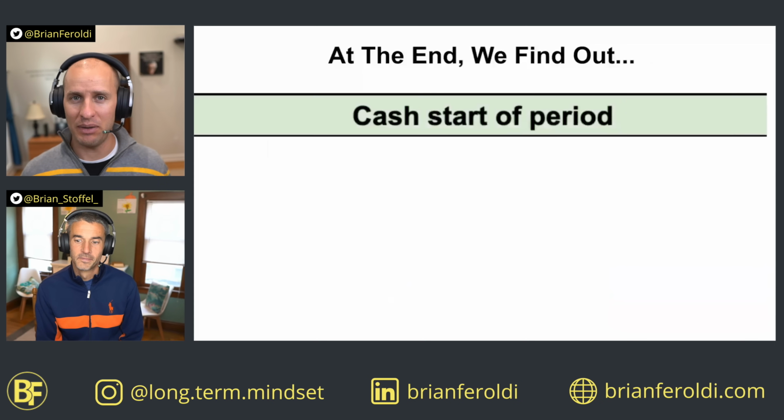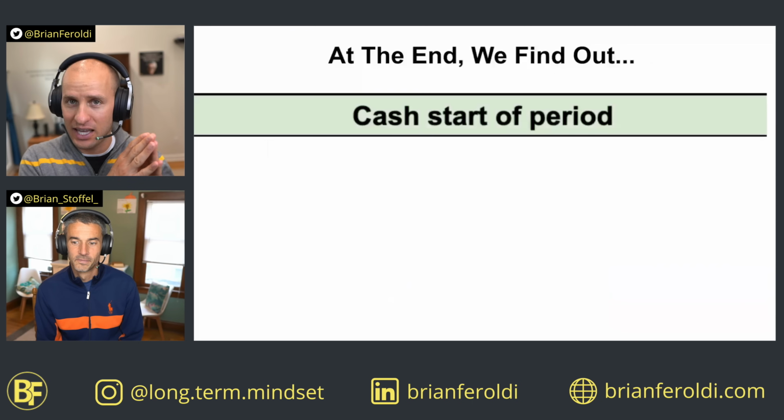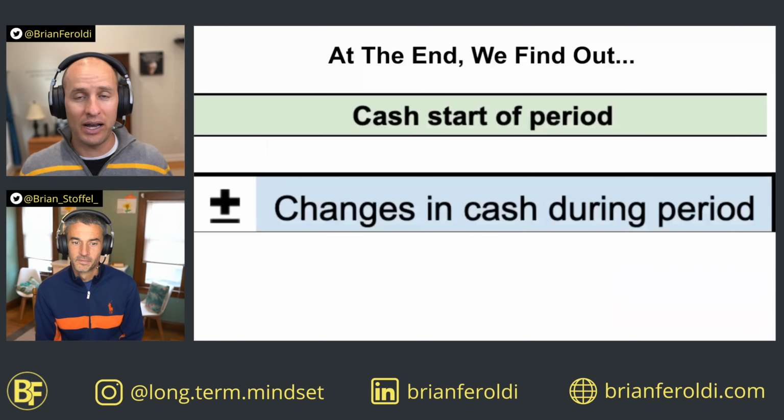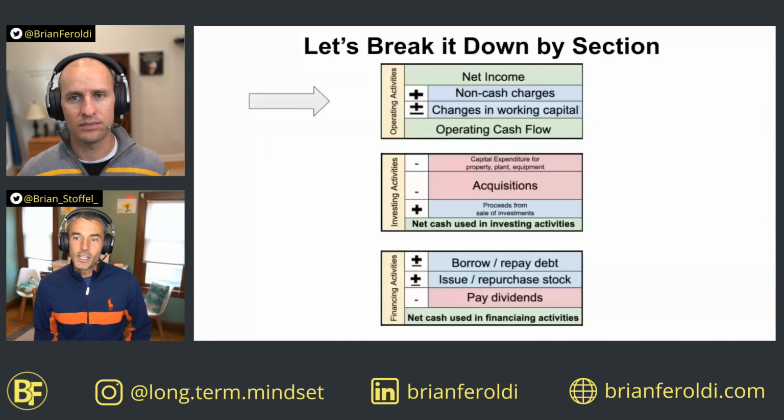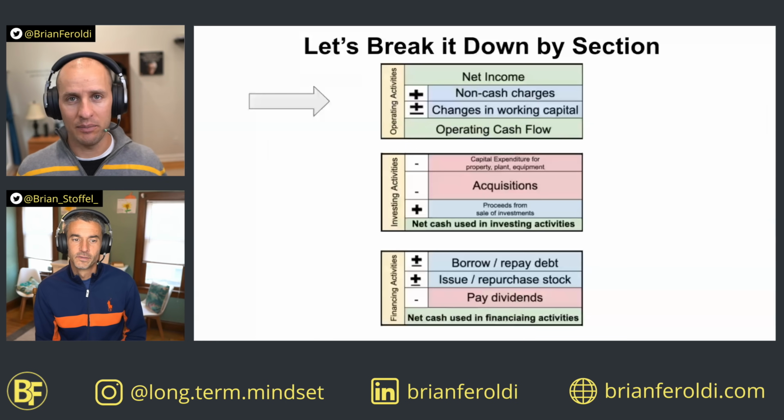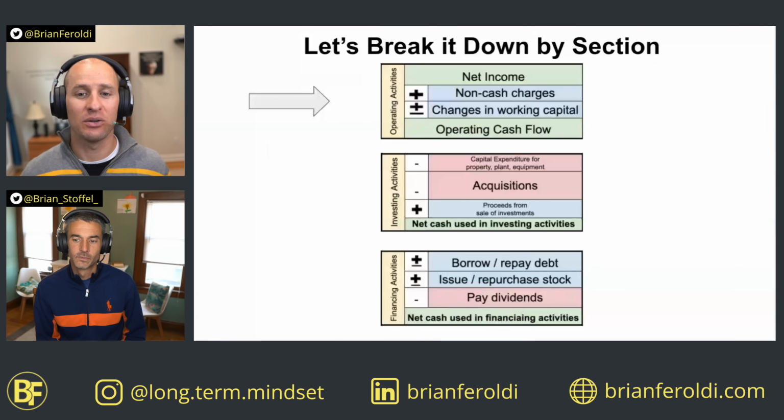We actually think it makes sense to reorder these so that it looks something like this. You can think of it as the cash the company starts with, plus or minus the cash the company makes or spends during that period, and the end result is the amount of cash that a company ends with. So let's go ahead and break down each of these three sections one by one, and we'll start with operating activities. Now, the very first line item of a cash flow statement is net income, which is the bottom line item of the income statement.